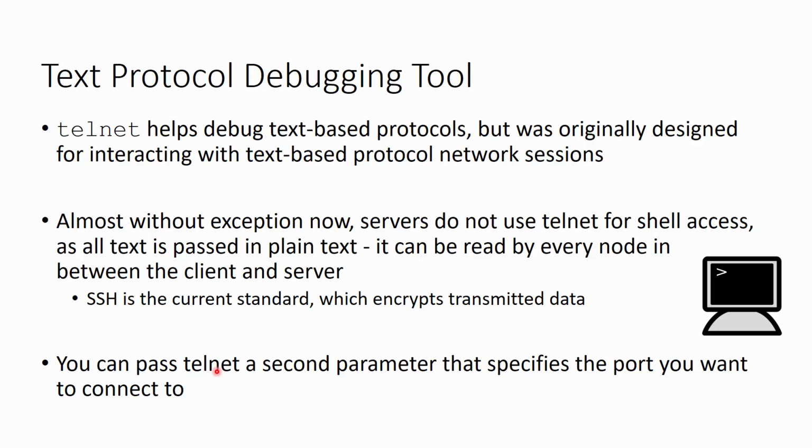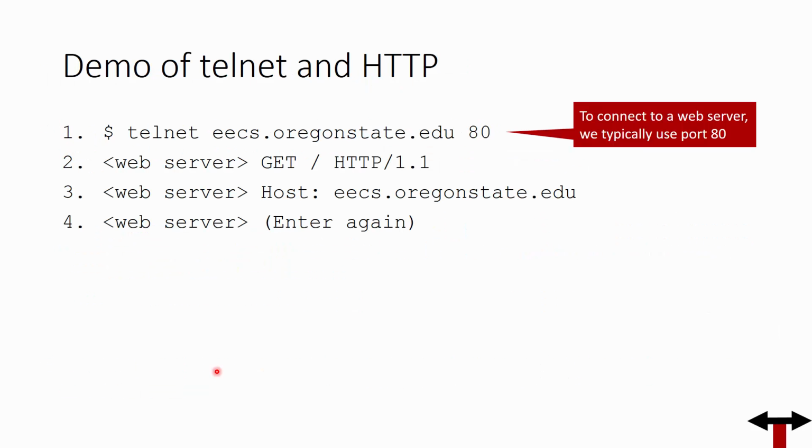One of the key points about Telnet here, and SSH as well, is that you can specify the port that we're going to connect to. And the port will help us identify which process on the server we want to talk to. More about ports in our next lecture. Let's do a little demonstration here of Telnet.